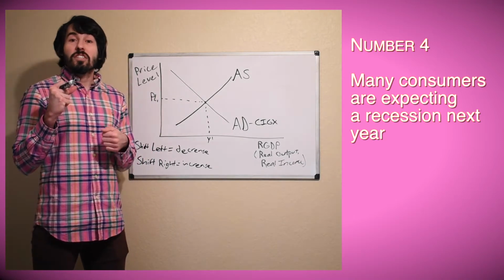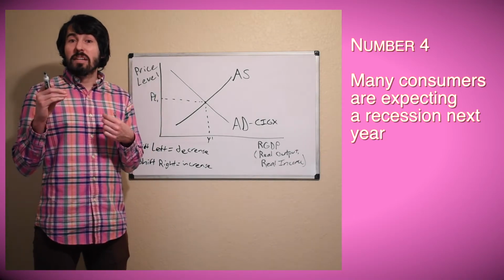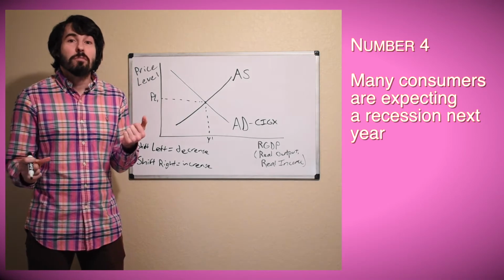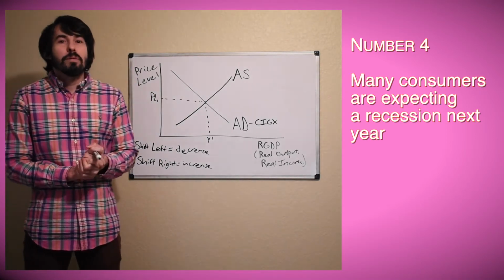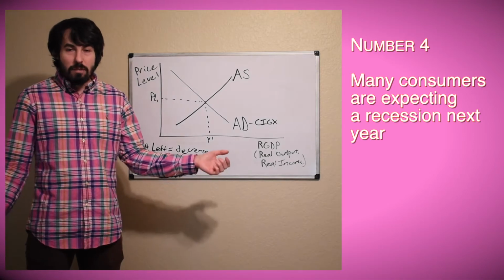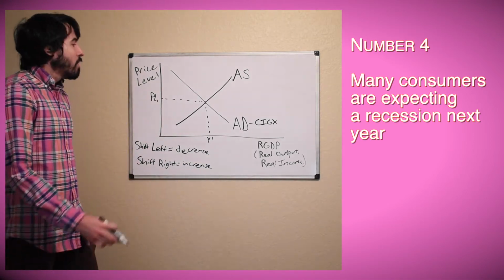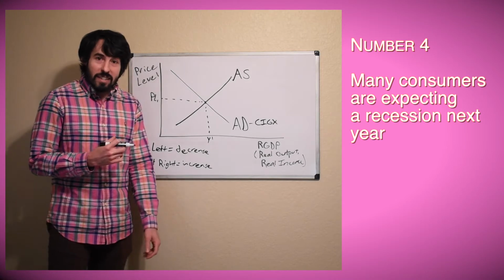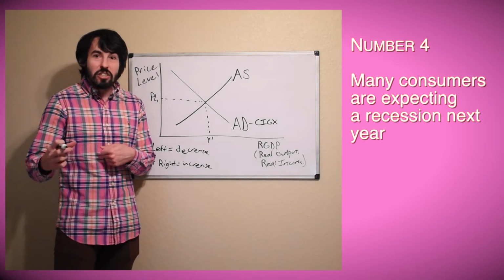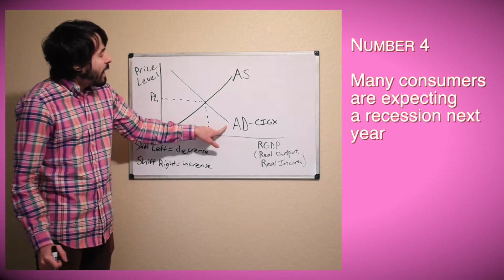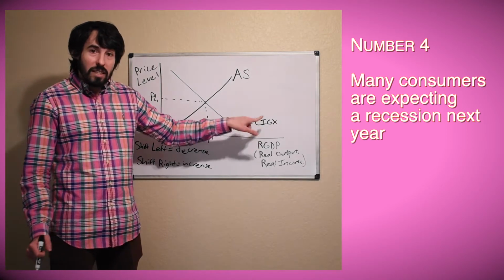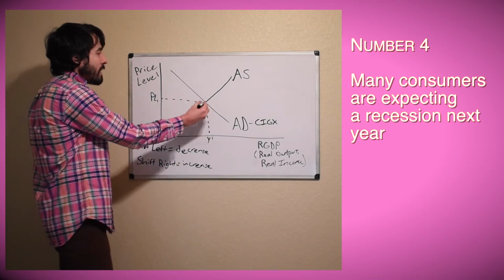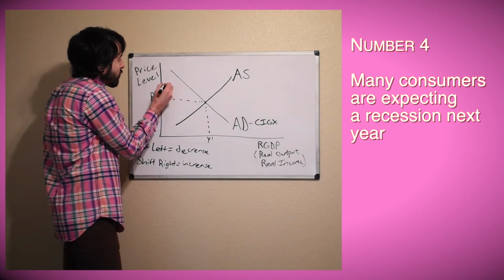And so they've decided that they're going to stop spending money because they're afraid that they're going to lose their jobs. Funny thing in economics, if you think something's going to happen and act accordingly, you're literally going to cause that thing to happen. So if consumers are afraid that they're going to lose their job next year because they think a recession's coming, they're going to stop spending money. Aggregate demand is made up of CIGX, C being consumption spending. If consumers stop spending money, aggregate demand is going to decrease and shift to the left.